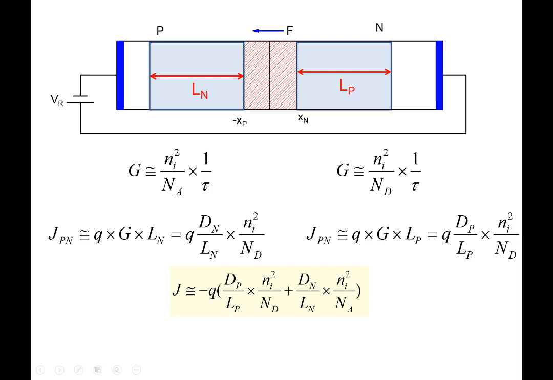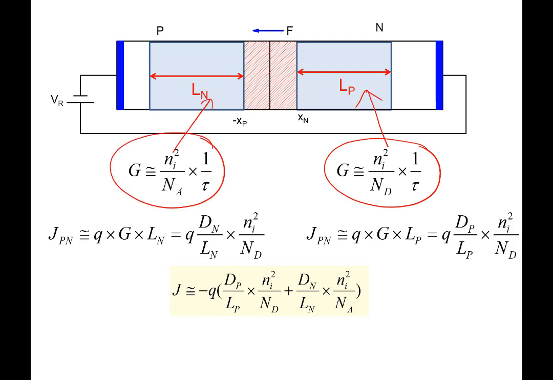See the argument here. G is equal to, and what is it? This is the generation rate here. This is the generation rate here. And so what we are saying is the total generation current in the two cases, you add up, this is what you get. So although we derived everything from forward bias consideration, this reverse saturation current that you get here is because of generation here and generation here.